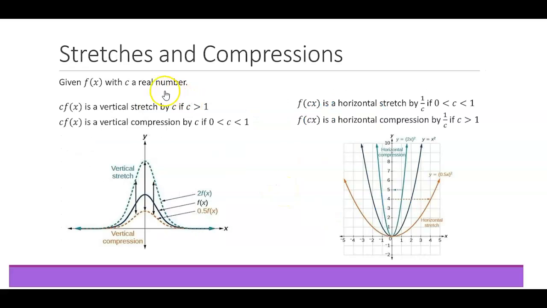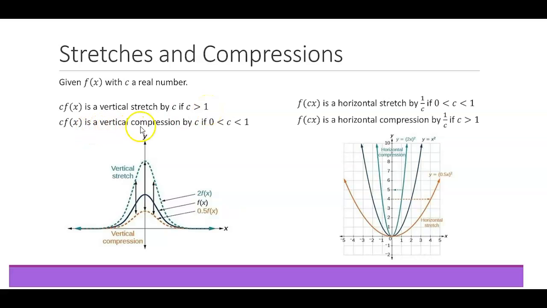Now the last types of transformations are stretches and compressions of a function. Suppose we're given f of x with c as a real number. If we take that value of c and multiply it on the outside of f of x, so c times f of x, then we either have a vertical stretch or a vertical compression, depending on what the value of c is. I have a vertical stretch by c if c is greater than 1. So a number bigger than 1, I'm stretching by that amount.